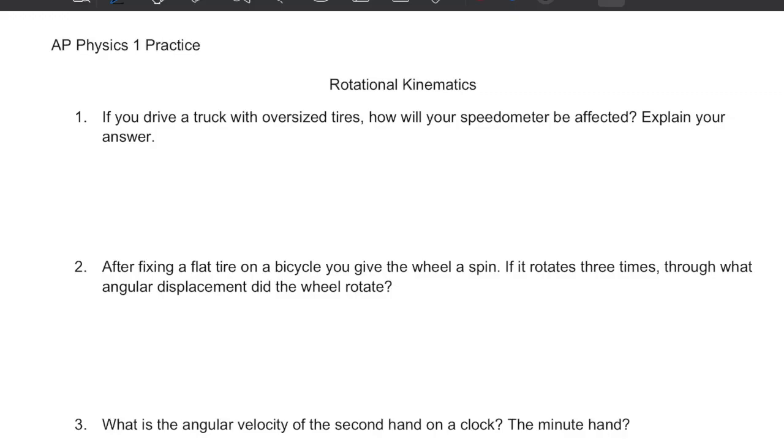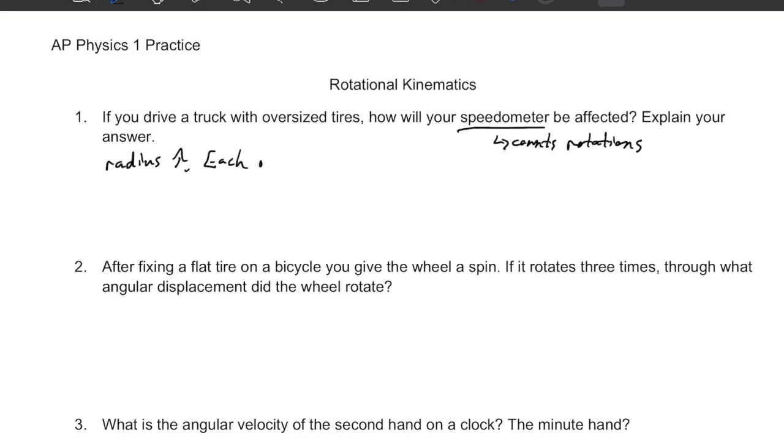If you drive a truck with oversized tires, how will your speedometer be affected? Explain your answer. Well, the speedometer actually counts the number of rotations, and it knows how far each rotation is, and it does a little bit of math and figures out your velocity. So if your rotation itself has a larger circumference, it's going to change what that velocity is.